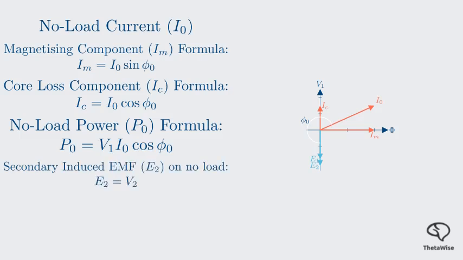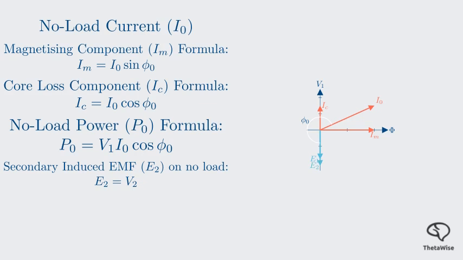Finally, the secondary induced EMF. On no load, since there is no secondary current, there are no voltage drops across R sub 2 and X sub 2. Therefore, the secondary induced EMF, E sub 2, is exactly equal to the secondary terminal voltage, V sub 2. These formulas are the tools we need to solve any no-load problem.